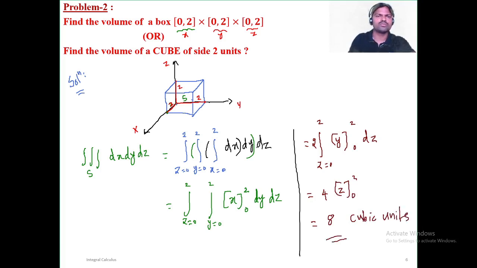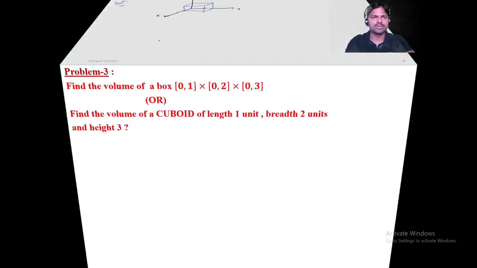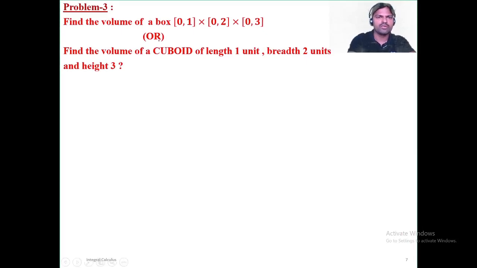So this is about the volume of the cube or this box. Similarly, next problem number 3. Find the volume of a box. X is varying from 0 to 1 and y is varying from 0 to 2 and z is varying from 0 to 3. Therefore, different limits, so it must be a cuboid. Or the other way of asking the question is, find the volume of a cuboid of length 1 unit, breadth 2 units and height 3 units. Look at height. The z axis varies vertically, that's why it is the height, and this is the breadth, and this is the length. So L, B, H, like this. Now, by the concept of triple integration only we have to evaluate.